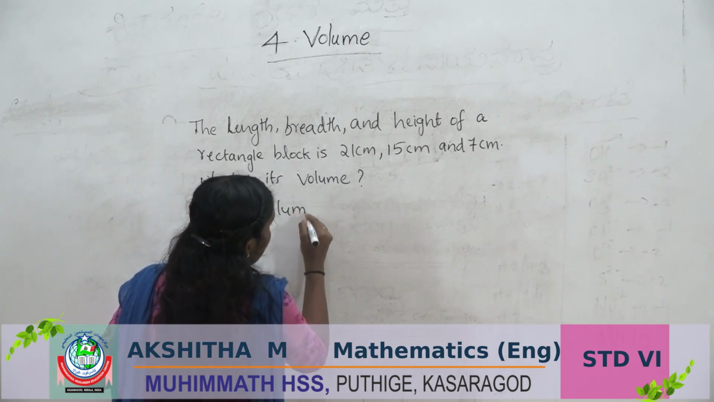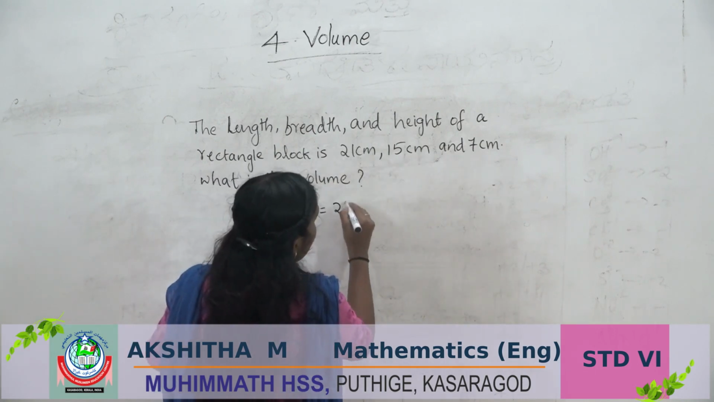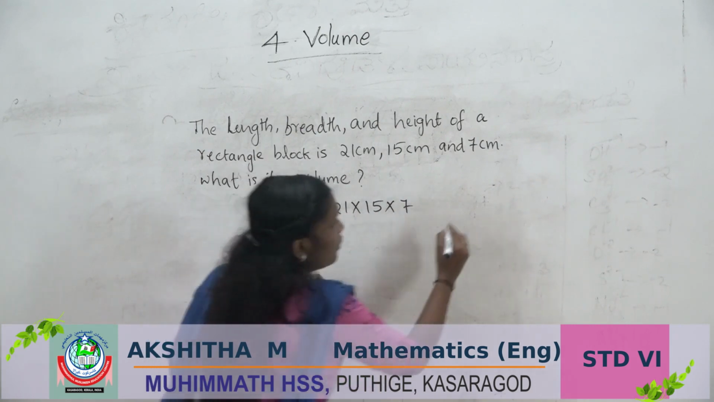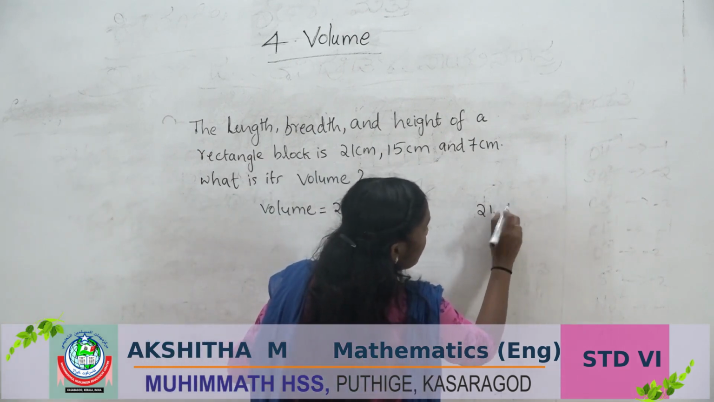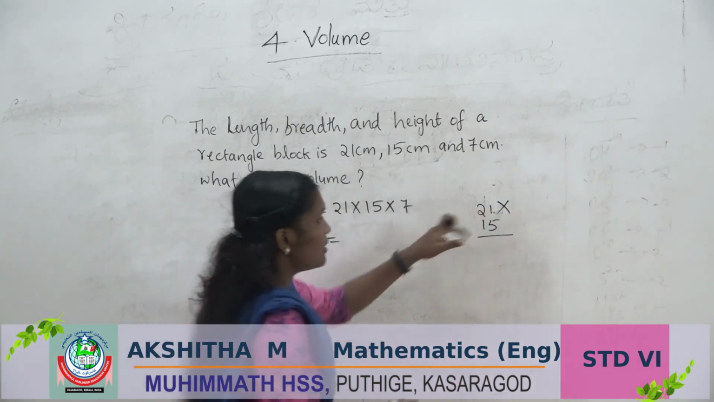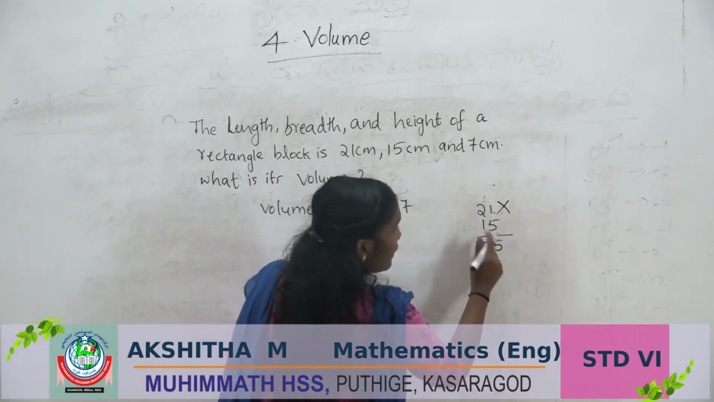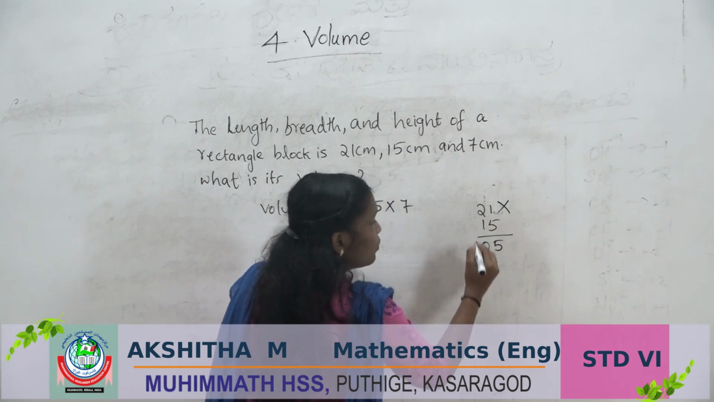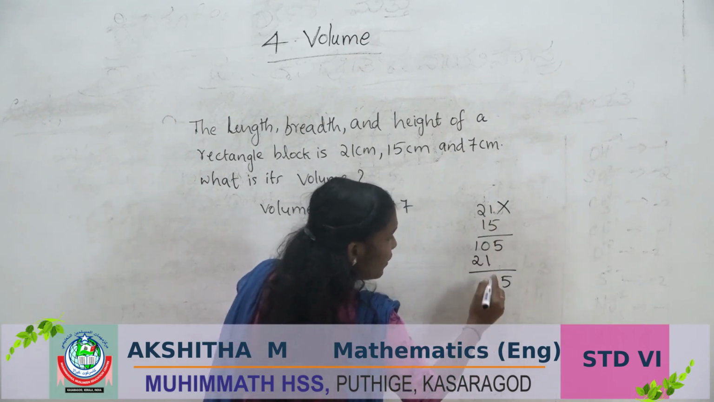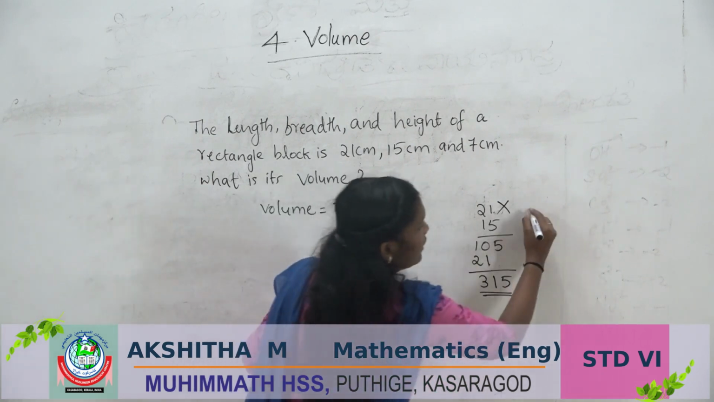Volume is equal to length into breadth into height. 21 into 15 into 7. So 21 into 15. 5 ones are 5. 5 twos are 10. 1 ones are 1. 1 twos are 2. So this 5 we should write here. 0 plus 1, 1, 1 plus 2, 3. 315.